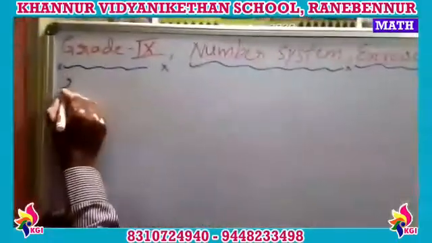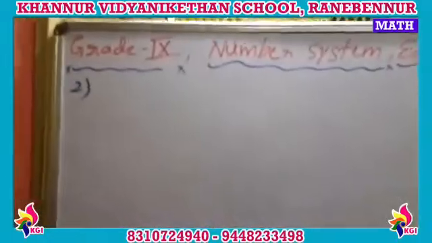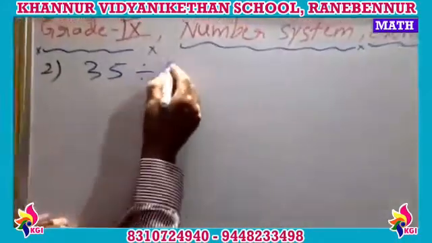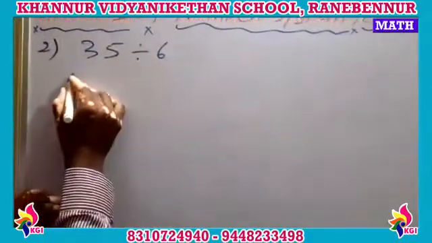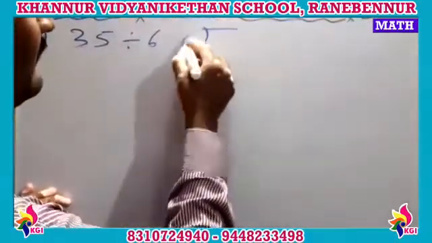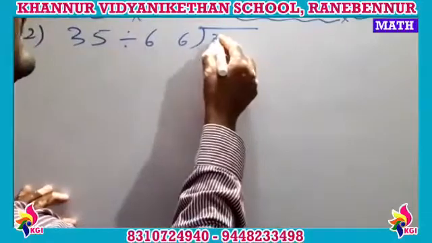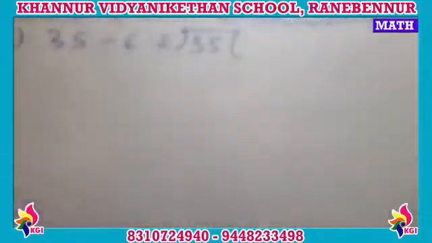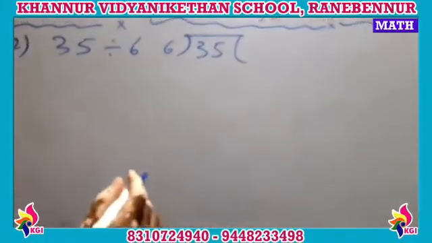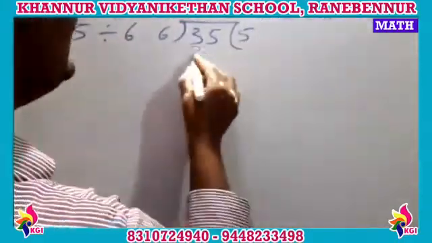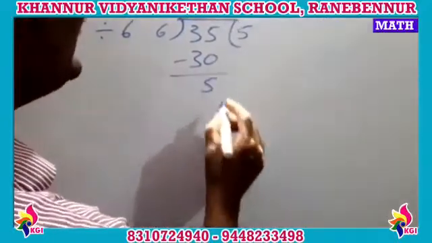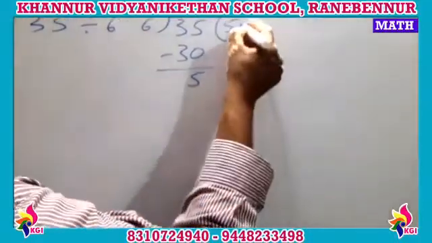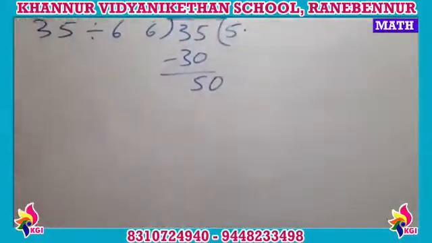The second question I am going to write is 35 divided by 6. So 6 is the divisor and 35 is the dividend. You know the 6 tables, children. 6 how much? 6 5s, very good, 6 5s are 30. How much remains? 5 remains. 5 is less than 6, so what do we have to do? We have to put a point and take a 0. Then it becomes 50.